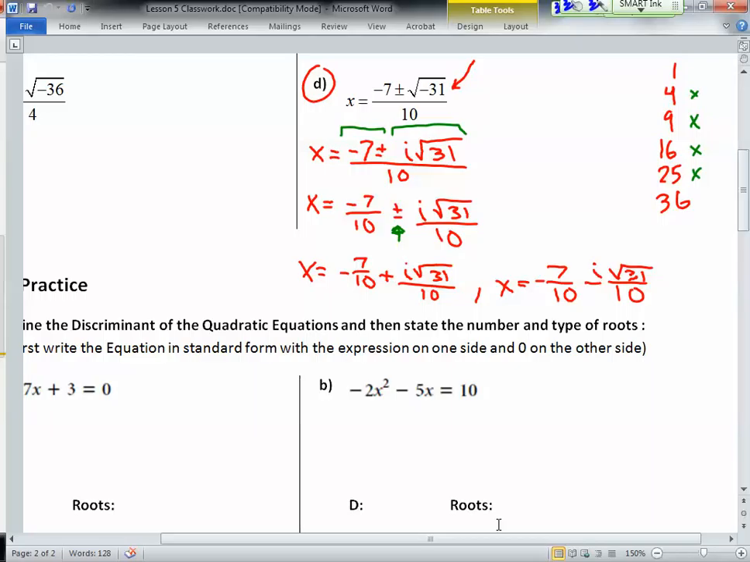These are the same expression. It's just that one has a plus and one has a minus. And again, that comes from this plus or minus right there. So can you guys try to do letters A and C?